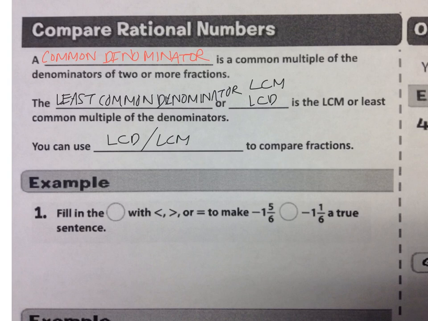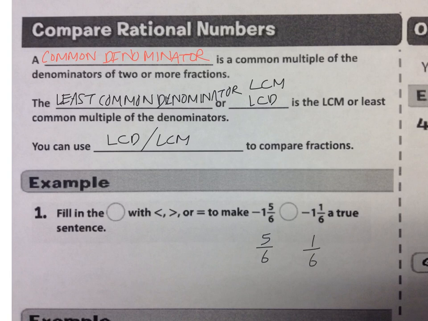Example 1, fill in the blank with less than, greater than, or equal to, to make a true sentence: negative 1 and 5 over 6, and negative 1 and 1 over 6. Which one is a true sentence? Now, because they both have negative 1, I'm just going to move them off to the side, and I'm really just going to be comparing 5 over 6 and 1 over 6, okay?